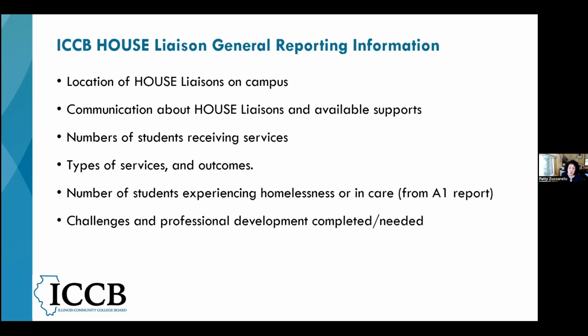So how many students were receiving services? What were the kinds of services? What were the outcomes of those services? And then using some of your existing institutional research data around your A1 report, pulling out specific head counts for the number of students experiencing homelessness and the number of students in care at your institution. And then finally, ICCB also has you write a little bit around what are the challenges you've been facing, what kinds of professional development have you completed, what kinds of things are needed. So this is the data that you'll want to be keeping track of for when you report to ICCB.